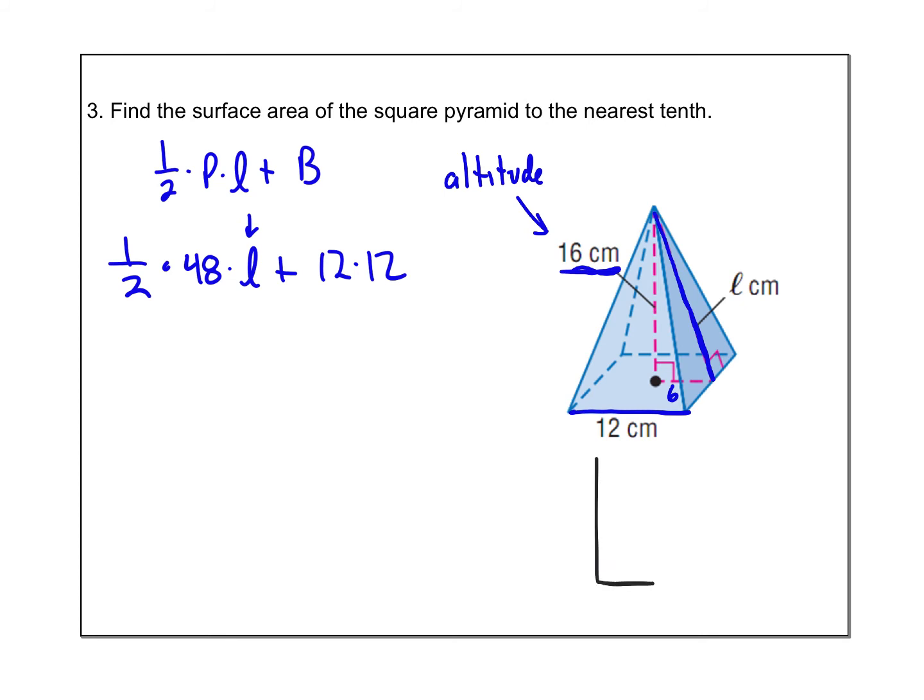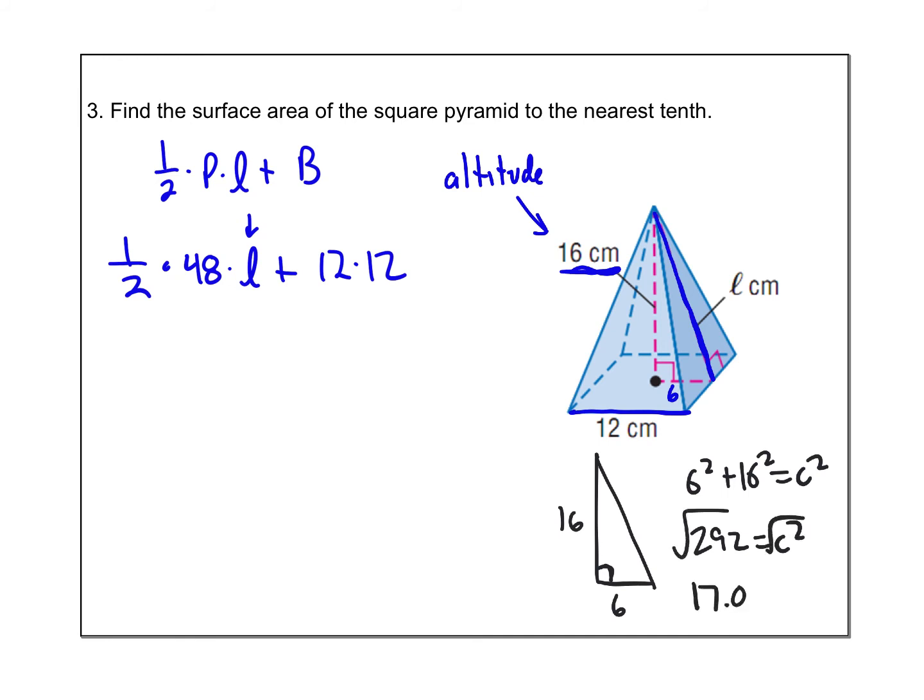This is a right triangle, and I know 2 sides. So I'm going to run through Pythagorean theorem because that thing shows up everywhere. And when I do that, I get the square root of 292. So I get 17.09 equals C.